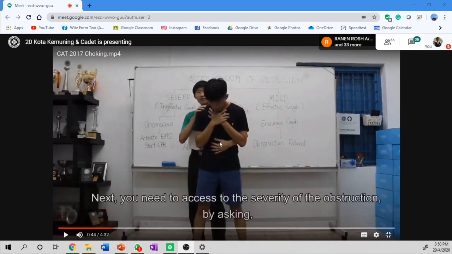Here, you should support the casualty with the hand to the waist, okay? The waist is somewhere at the stomach. And then you don't just grab the waist, you go all the way in, and then you support the casualty like this. In this position, you should also ask the casualty to lean forward.